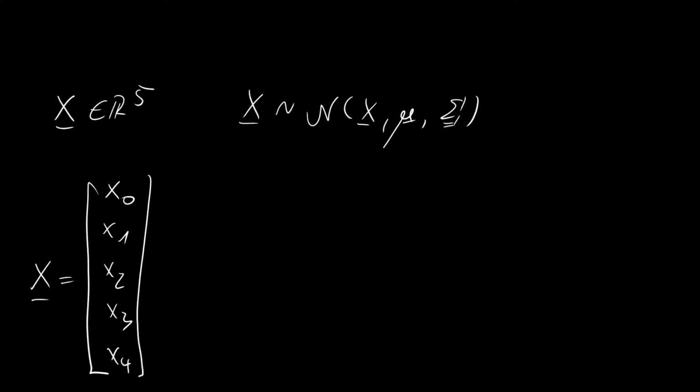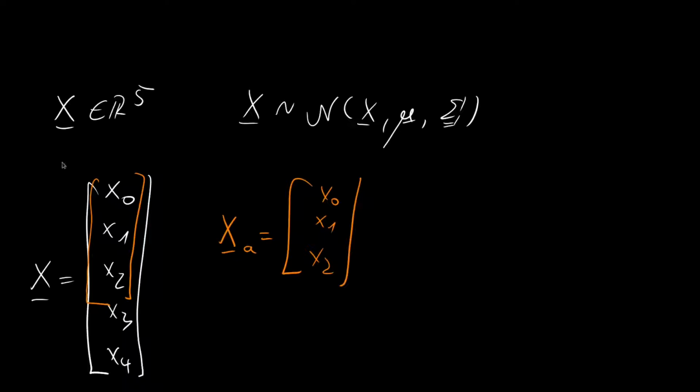x4, into 2 subvectors, the first one containing the first 3 entries, so let's call this an xa, which is x0, x1, and x2, and you have an xb, which contains the last 2 elements. So it contains x3 and x4.